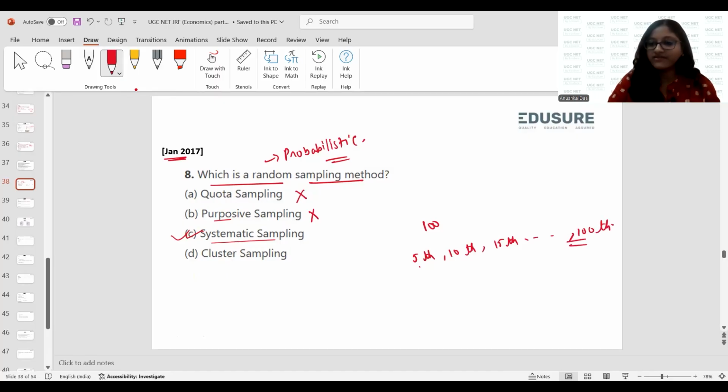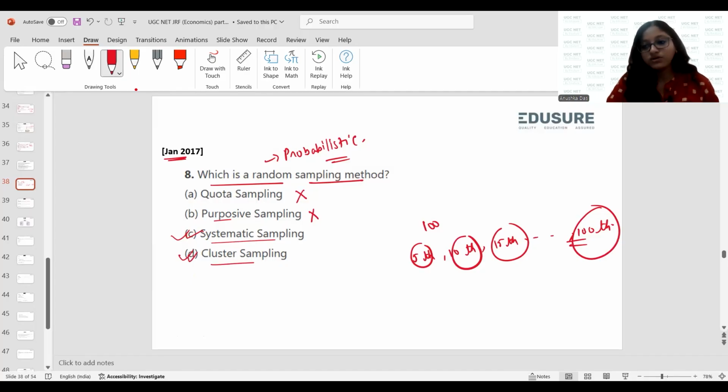In this particular fashion, you will include the sample members. That is why there is a specific rule and a specific probability attached for choosing each of these samples. That is why systematic sampling is a probability sampling, or a random sampling. And D is also right.